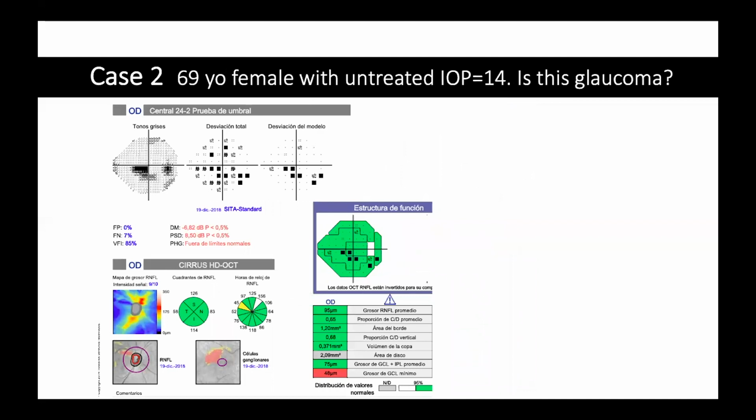This is another patient. She's a 69-year-old female. She has an untreated IOP of 14, which is statistically within normal limits. And we were thinking, is this glaucoma or not? We see this field that has some changes inferiorly, but they are very paracentral. We won't be very sure.